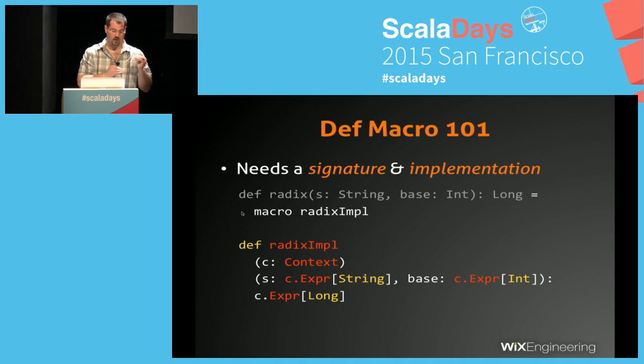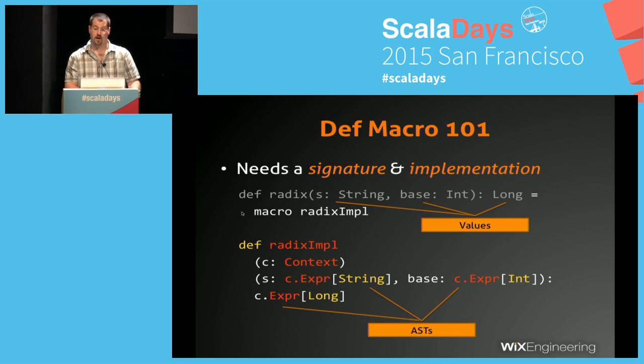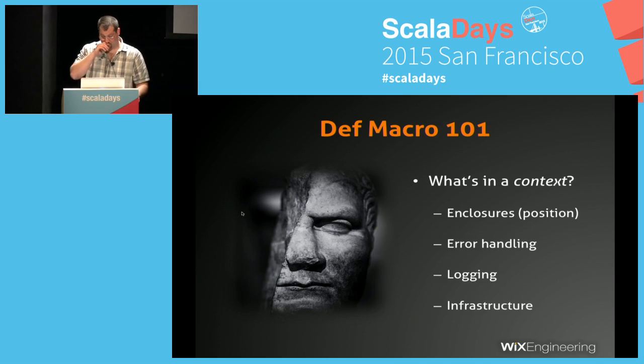Okay, so there's a very clear symmetry between what the method signature looks like and what the def macro implementation signature looks like. It's a one-to-one mapping. And as mentioned before, the regular method signature deals with values, whereas the def macro implementation deals with abstract syntax trees. So all of this gives us the ability to deal with trees.